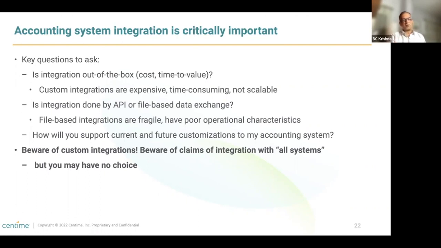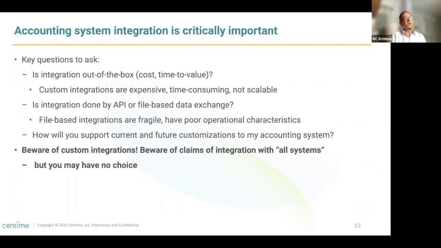And these basic questions about, is it file-based? Is it API-based? And so forth. There are some systems that really are closed systems. I'm talking about accounting systems. And so you may have no choice but to be in a situation where you have custom integrations, because you've customized your own system heavily or because there is no standard API.